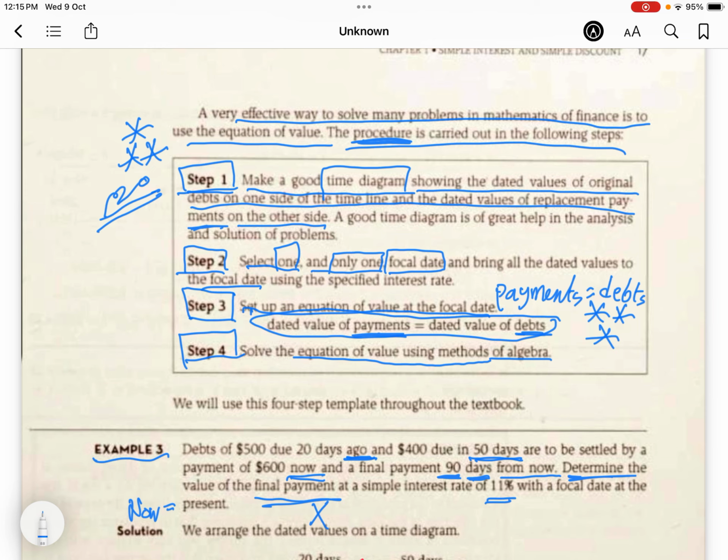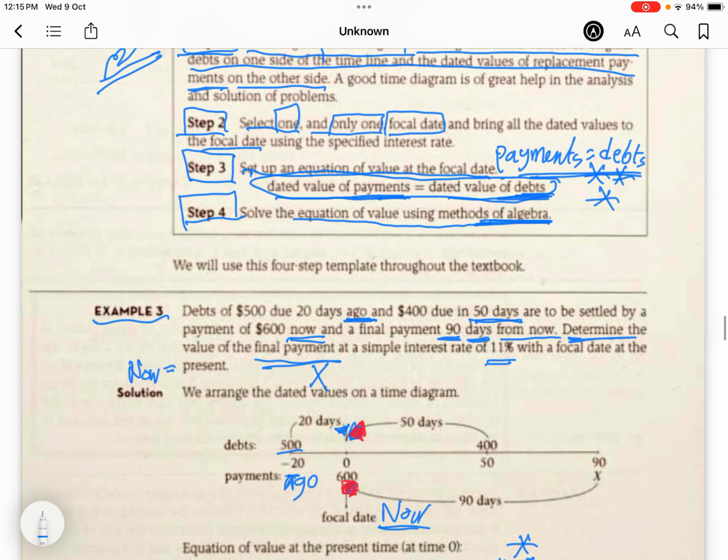Step 3, set up an equation of value at the focal date, where the dated value of payments equals the dated value of debits. Payments equal debits. Number 4, solve the equation of value using methods of algebra.